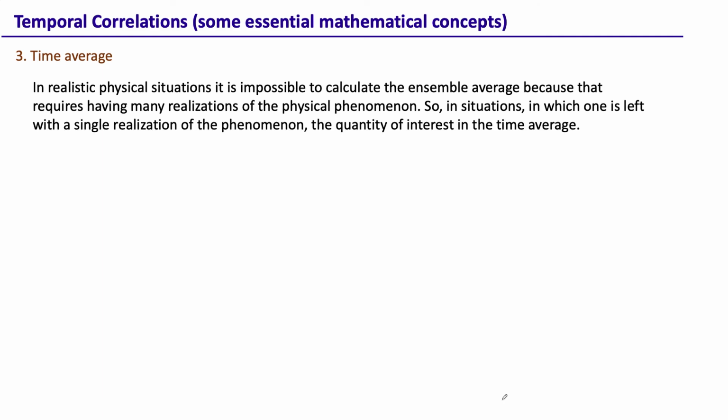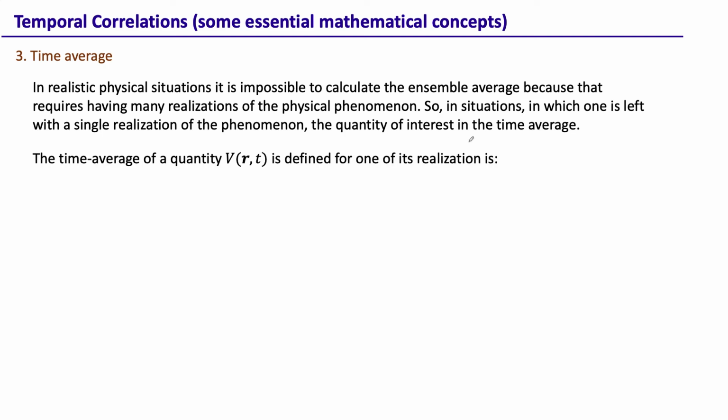The third one is the time average, and this is a very useful concept because in realistic physical situations it is actually impossible to calculate the ensemble average, because that requires having many realizations of the physical phenomena. So in the situation in which one is left with a single realization of the physical phenomena, the quantity of interest is the time average. How do we define the time average?